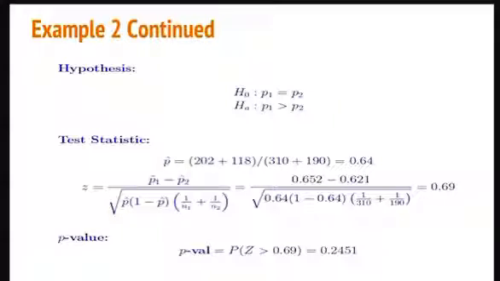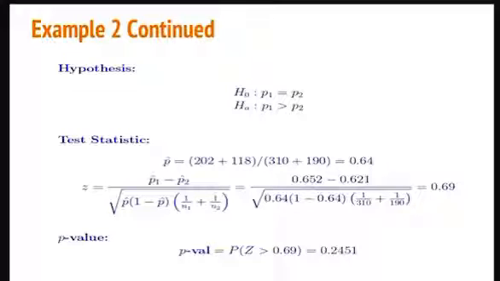Does that make sense? Now, whatever I check from the normal table, like I said, I'm going to provide the normal table in the exam. Whatever table you're going to use, I'll provide that in the exam. Whatever you check, if it is 0.69 from the table under Z, then you're going to subtract it from 1. When you subtract from 1, that will give you 0.2451.